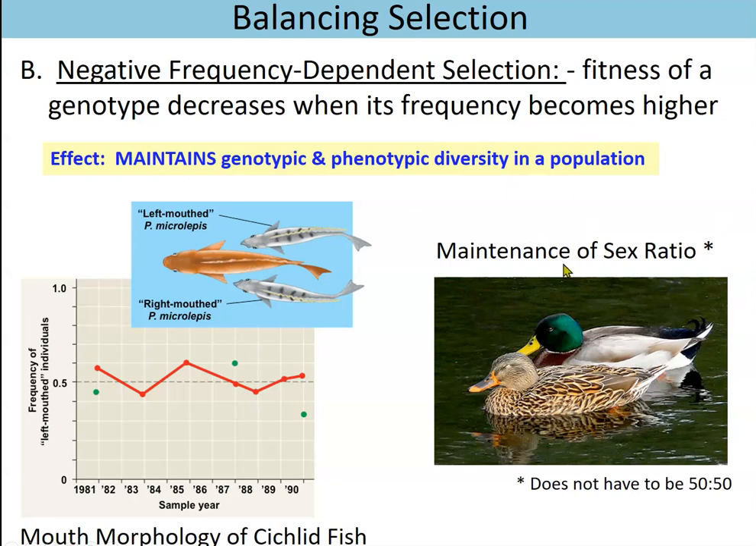This also leads to maintenance of our sex ratio, where our males and females are typically found in 50-50 ratios across different species, because it's advantageous to be the rarer sex. And so that leads to this balancing effect. And so we tend to see that pattern of selection.